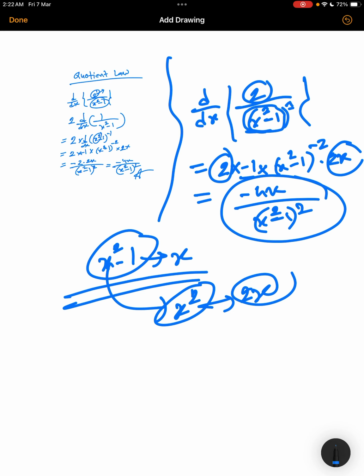Guys, you can use this for practicing, but when it comes to a question paper, if they require you to use the quotient rule, you can do it manually.